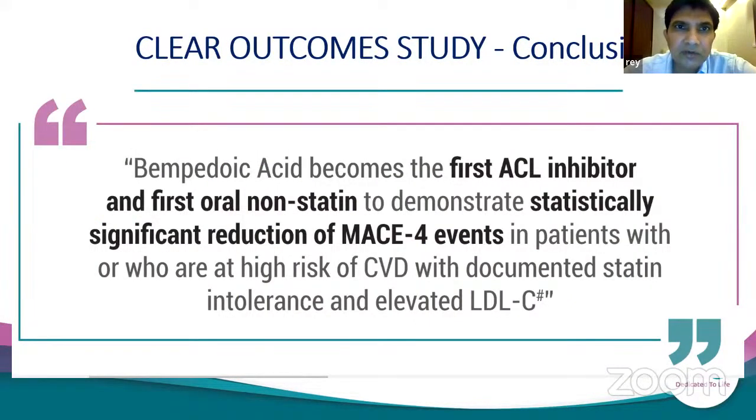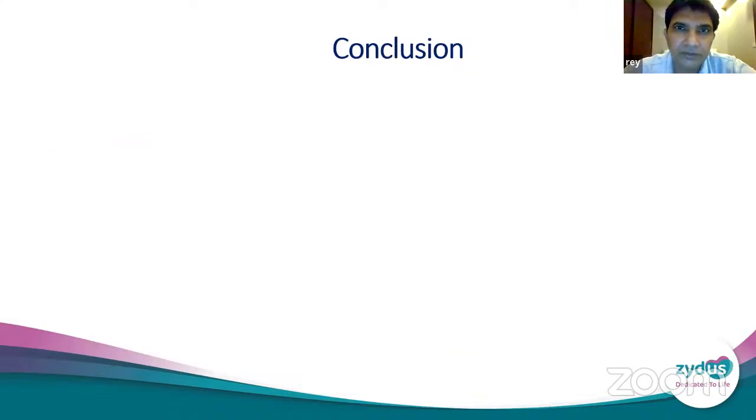So the conclusion of the CLEAR Outcomes study is that bempedoic acid becomes the first ACL inhibitor and first oral non-statin to demonstrate a statistically significant reduction of MACE-4 events in patients at high risk of cardiovascular disease with documented statin intolerance and elevated LDL cholesterol.